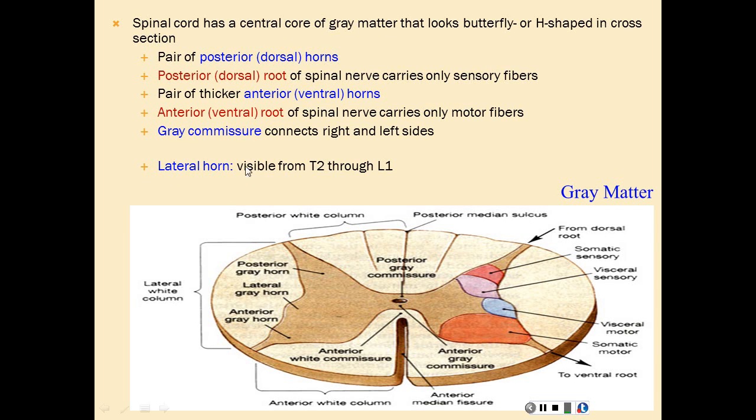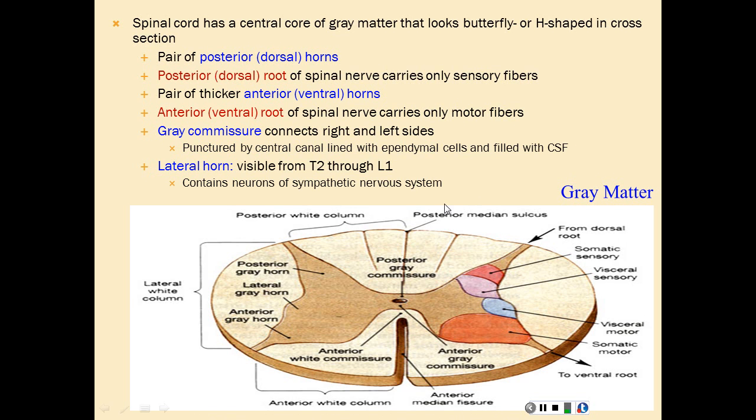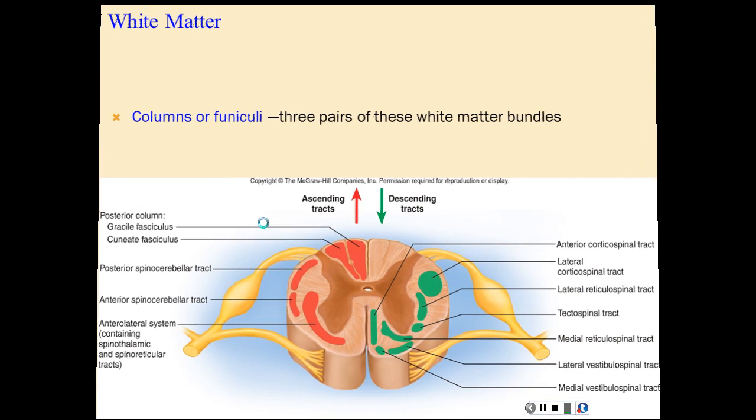Now what connects the left and the right side is the gray commissure. Right here, this area right here. Now in the middle of the gray commissure is the central canal, which looks like this little hole, which in some places in adults remains open and is lined with ependymal cells and filled with CSF, the cerebrospinal fluid. Now the lateral horn is visible from thoracic 2 through lumbar 1, and it contains neurons of the sympathetic nervous system. Also, it's the major control center in the autonomic nervous system.